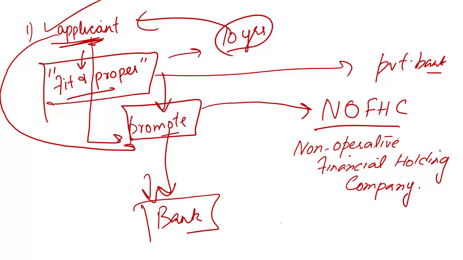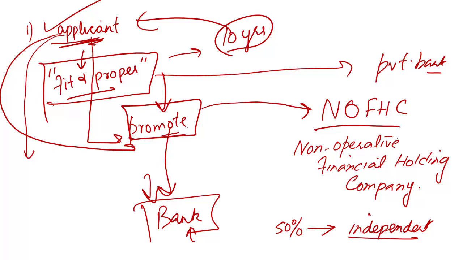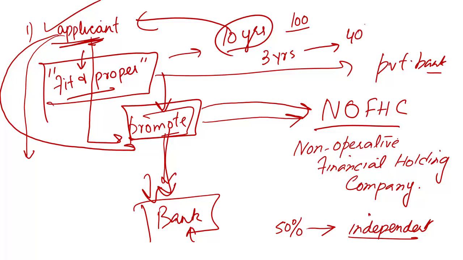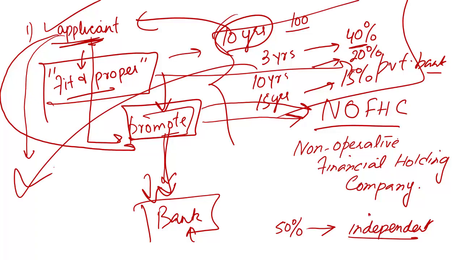The requirement says, RBI says that 50% of the directors in this bank should be independent. RBI condition says if you are an applicant and if you are promoting a private bank through this non-operative financial holding company, which means initially you will have 100% stake in this bank. But within 3 years, your stake must be reduced to 40%. Then within 10 years, your stake will be reduced to 20%. Then within 15 years, your stake will be reduced to 15%. This shareholding pattern is basically the point of dispute between Kotak Mahindra and the Reserve Bank of India.